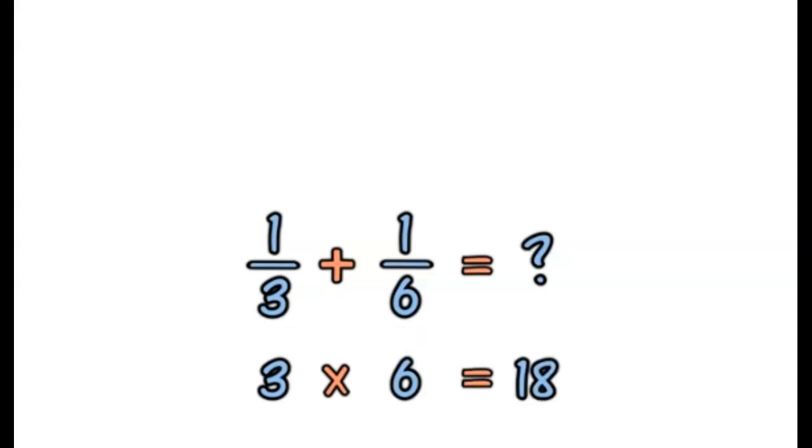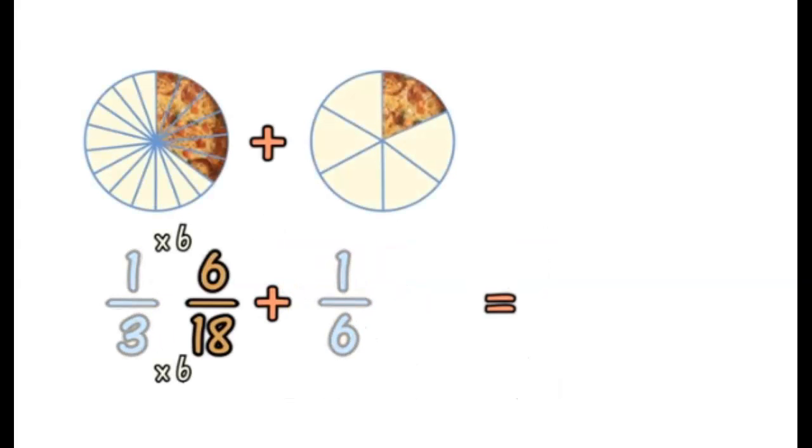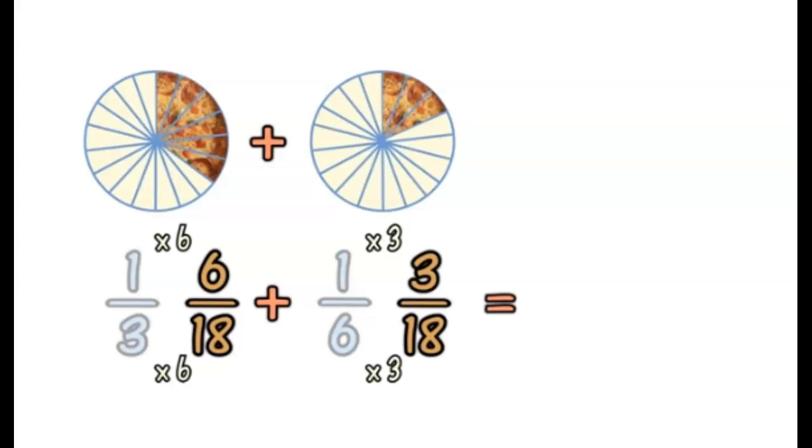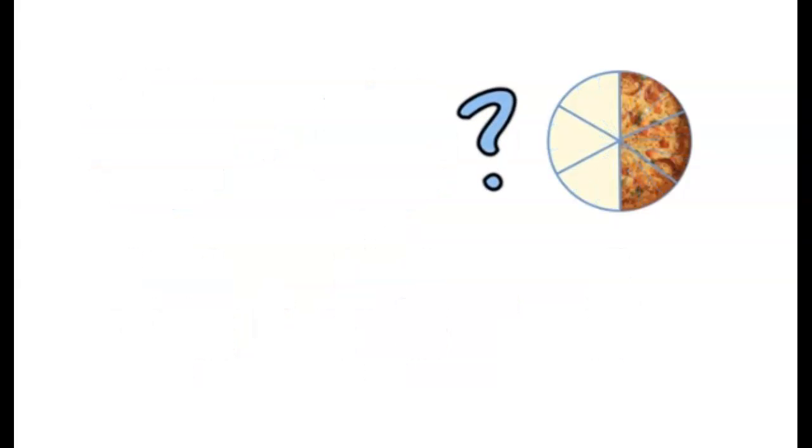So instead of having 3 or 6 slices, we'll make both of them have 18 slices. The pizzas now look like this. 6/18 plus 3/18 equals 9/18. That's all fine, but 18 is a lot of slices. Can you do it with fewer slices? Here's how to find out.